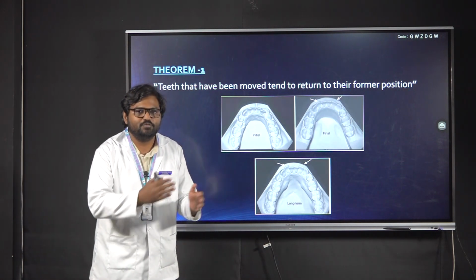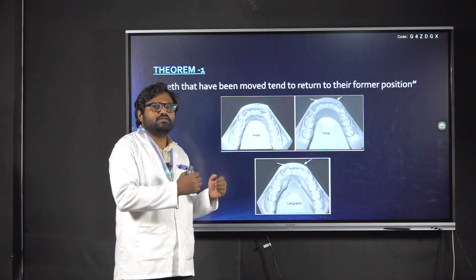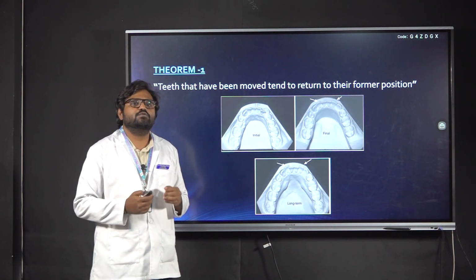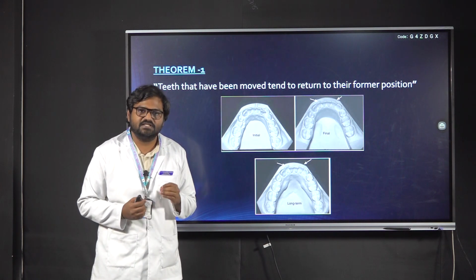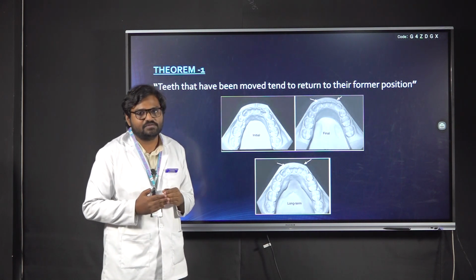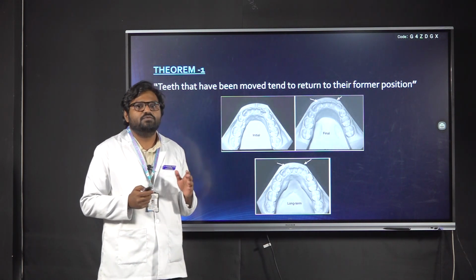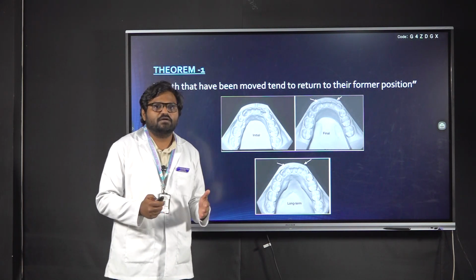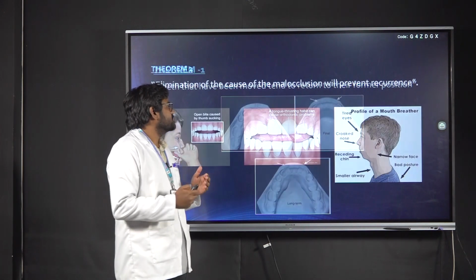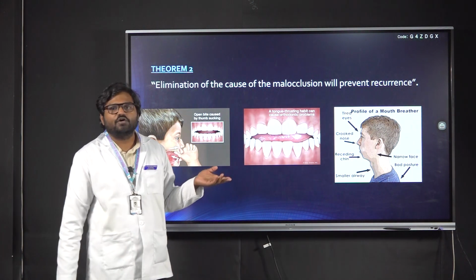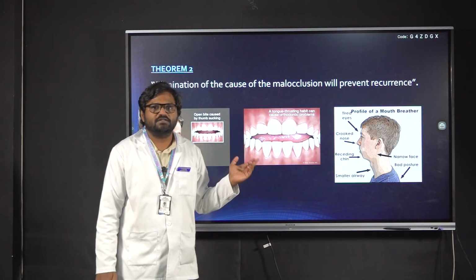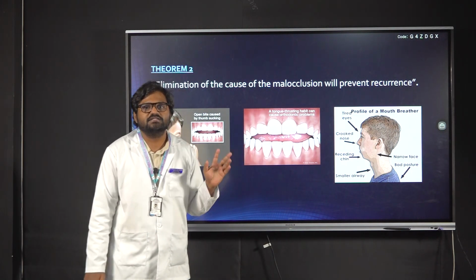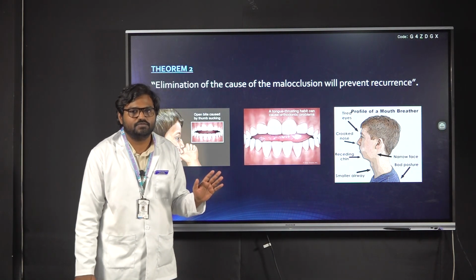Whenever you try to move a tooth, it tries to return to its former position. So it basically says that relapse is inevitable. There is some amount of relapse no matter how much you retain. So always try to retain in a good way accordingly. Next, the second theorem is the elimination of cause. I already said you have to remove the etiology, no matter what habit it is. So the second theorem is the elimination of the cause of the malocclusion.